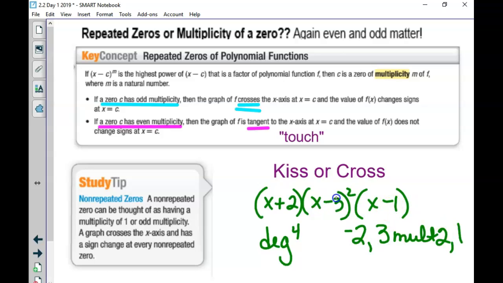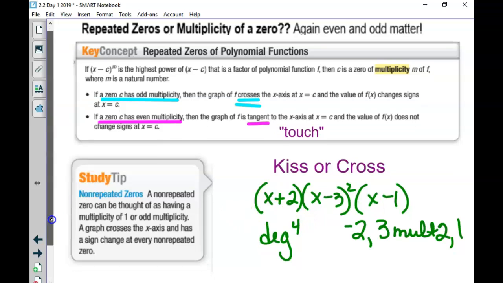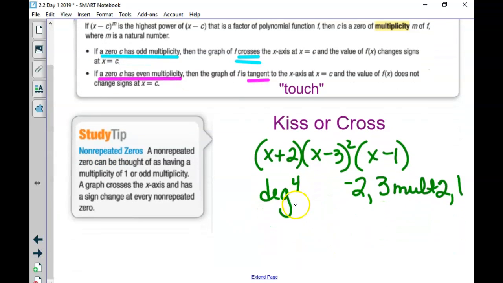The repeated 0, if it is of even degree, means the graph bounces off the x-axis or just touches it or kisses it. Different teachers use different vocabulary. So this, if I graphed it, was a degree 4, so it would have zeros at -2, 1, and 3. It would have come from here, crossed at -2, crossed at 1, but then at 3 out here, it would have done a bounce like that.